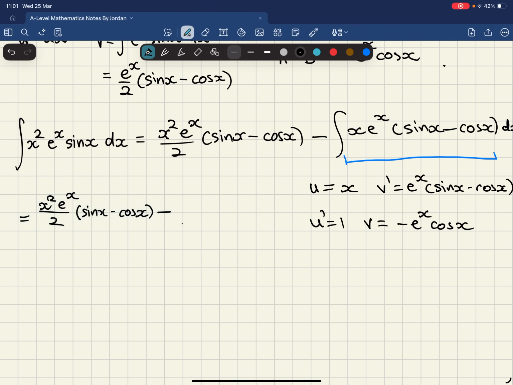So this is where I need to now sub in. I'm just going to put this down here. It might give me a bit more room. Okay, so firstly I need u and v. So that's going to be x times by minus e to the x cos x. And then we have take away the integral of vu dash. Noticing u dash here is actually just 1, so we only need to put v in.